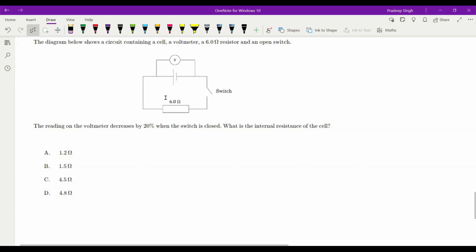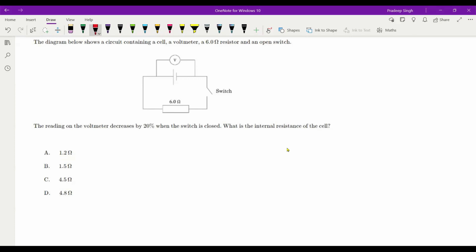In this question, we have a circuit in which you have a cell, a voltmeter, and an external resistor of 6 ohms. Initially, the switch is open, so this is an open circuit. It's mentioned that the reading on the voltmeter decreases by 20% once the switch is closed. We have to find the internal resistance of the cell.